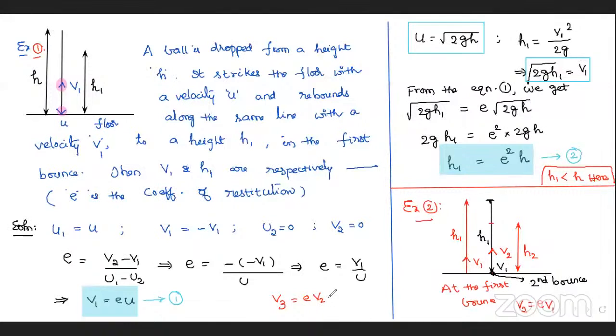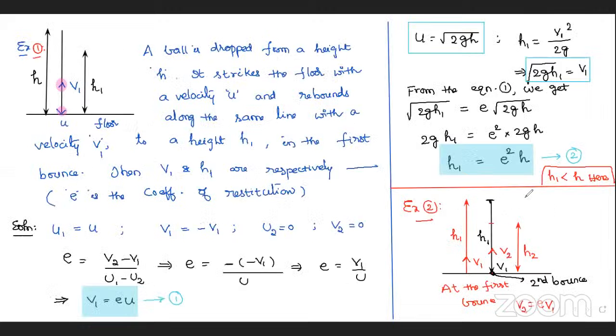At the fourth bounce, v4 equals to e times v3. Yeah, good. Now you are following. All of you following here. No problem. So at the second bounce, v2 is equals to ev1, you wrote. That is what I said.